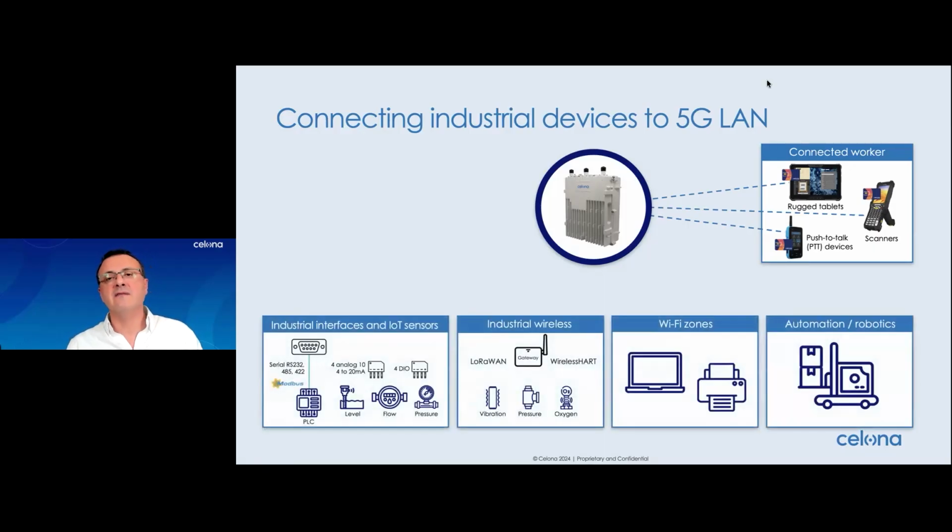In real industrial environments, you rarely have only a single device class, right? You have AGVs, robots, devices that only support maybe Wi-Fi, legacy industrial equipment that speaks serial or fieldbus protocols, and sensors that use technologies like WirelessHART or LoRaWAN. The question is, how do you bring all these devices, legacy devices, into the same operational system without forcing total replacement of these devices? And the answer is really gateways.